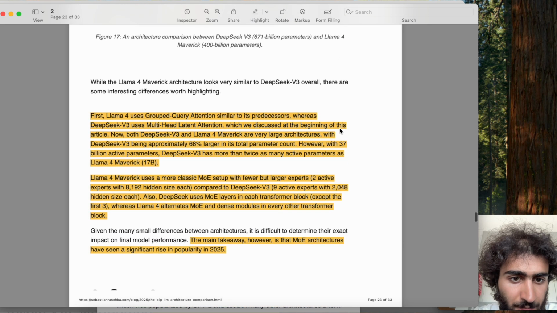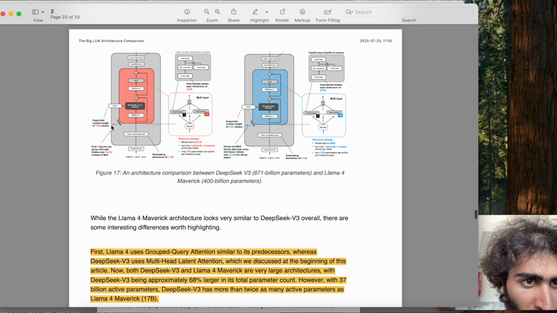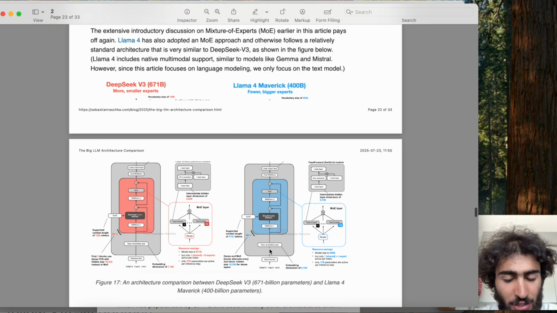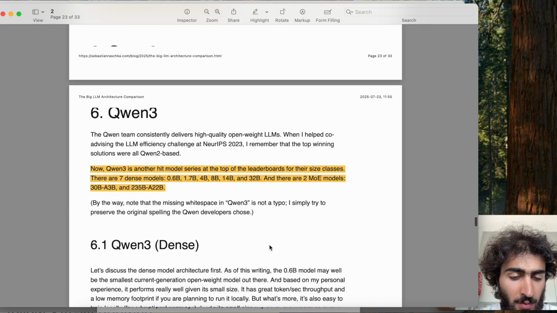Also, whereas DeepSeek uses a MoE layer in each transformer block except the first 3, Llama 4 alternates mixture of experts and dense layers in every other transformer block. So it's not all mixture of experts. And in half of the blocks, of which there are 48, you actually have a dense feed-forward layer. So 24 out of the 48 are just dense feed-forward layers.